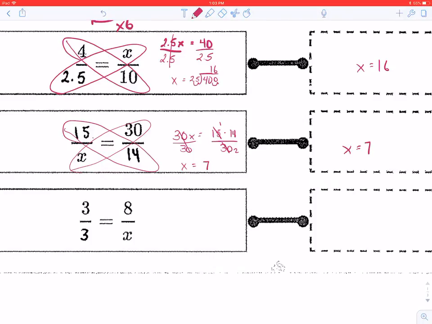Which you also could have solved mentally on this one, because 15 to get to 30, that would be times 2, and then you're going to take a number times 2 will get to 14. 7 times 2 gets you to 14.